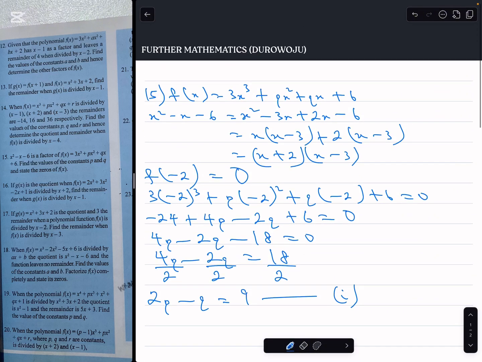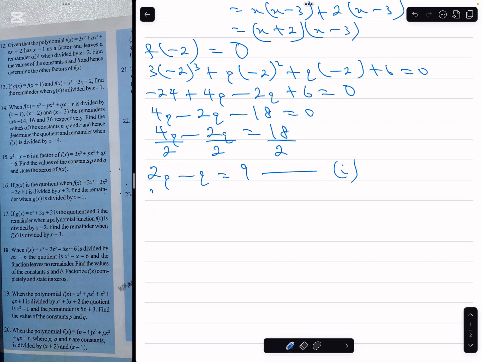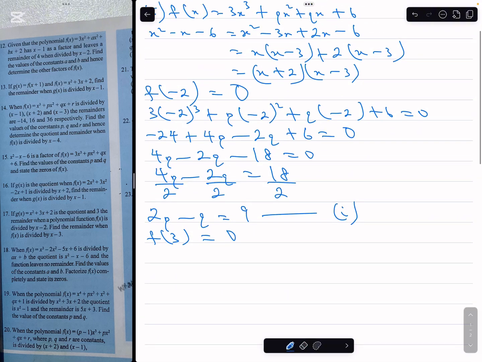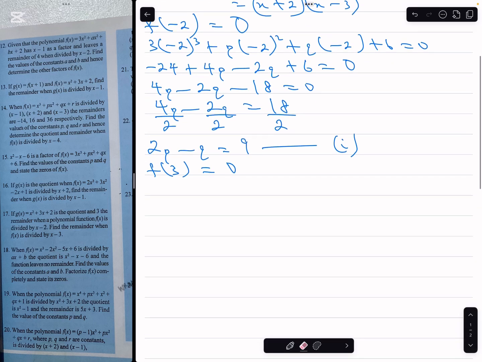That's equation 1. If x minus 3 is also a factor of f of x, that simply means f of 3 will be equal to 0. If x minus 3 is a factor of f of x, that means if you divide f of x by x minus 3, the remainder will be 0. And by the remainder theorem, the remainder is the same as f of 3. And what's the formula for f of 3?